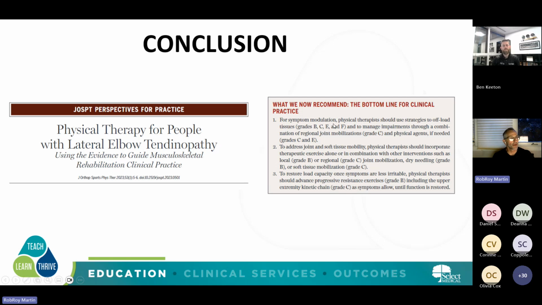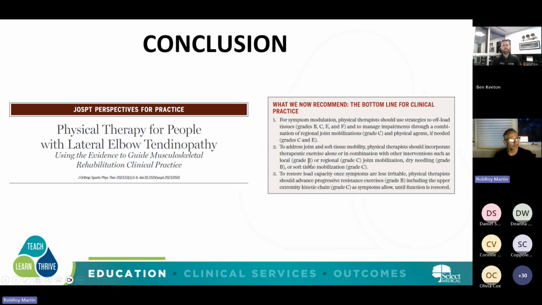So for symptom modulation, we should use strategies to offload our tissues. This comes with a variety of levels. The taping comes with a B level of evidence. We want to manage the impairments, consider joint mobilization and physical agents if needed. They move to the mobility category. We can do our soft tissue mobilization with our augmented, again, whether that be A-stim or GRASSTIM.